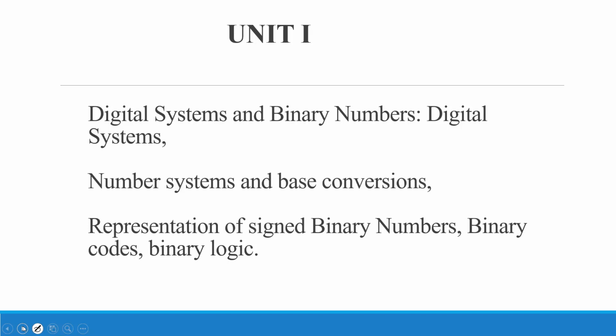Many number systems are there, like decimal number system, binary number system, octal number system, and hexadecimal number system. We can convert any number system from one to another, like from decimal to binary, from binary to decimal. We discuss this in the first unit. And in the first unit again, representation of signed binary numbers, binary codes, and binary logic are there. This is all about the first unit of this subject.